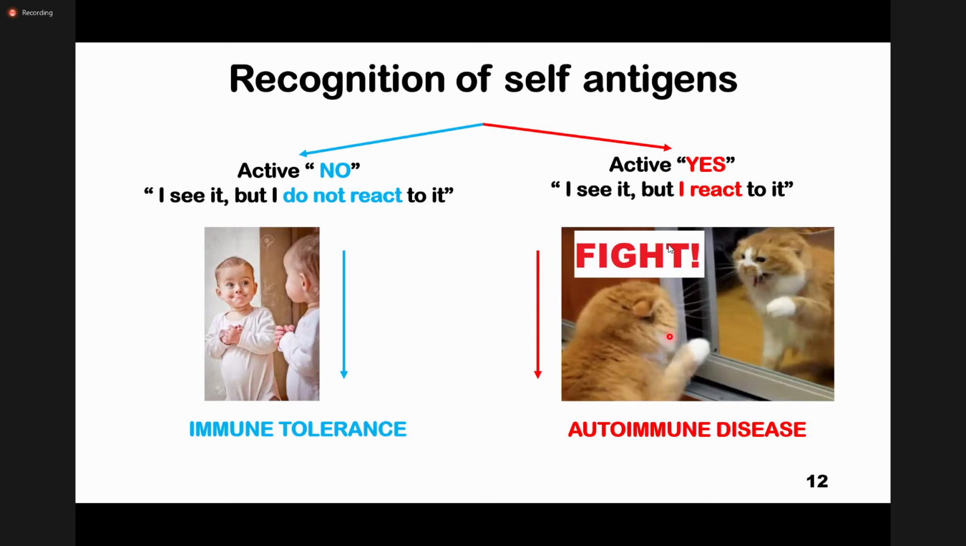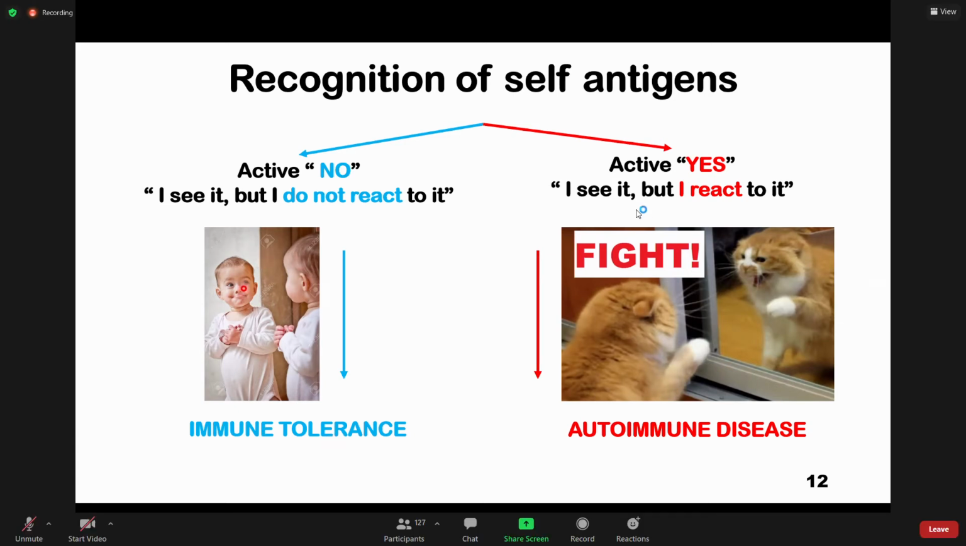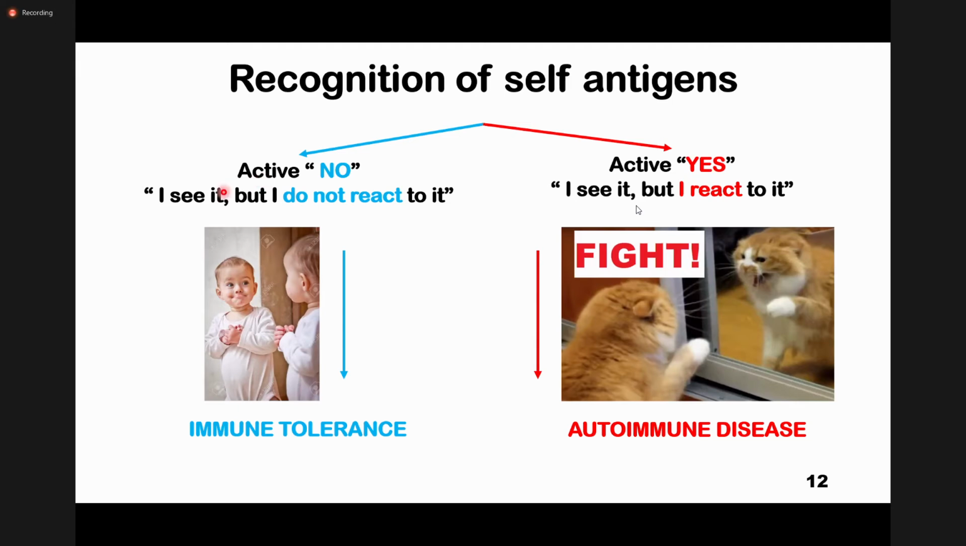Now this example explains to you what we mean by tolerance. You see a baby looks at the mirror and he's not reactive. I see it, but I don't react to it. You just see it and it smiles like this. But a cat, when it looks at the mirror, is very active. I see it, and I react to it. So it is how autoimmunity works. Now imagine this is you and your self-antigen over here. You see it and you react. It will cause you autoimmune diseases.